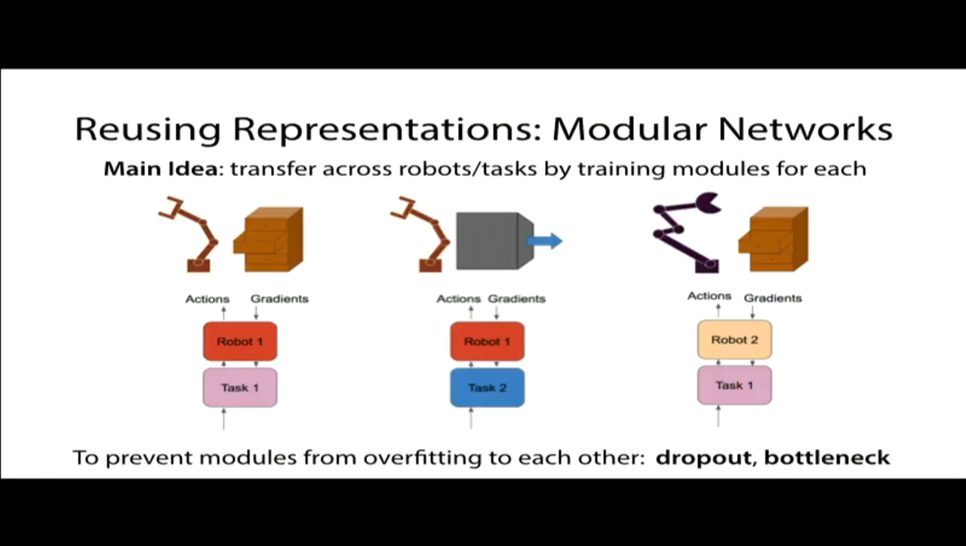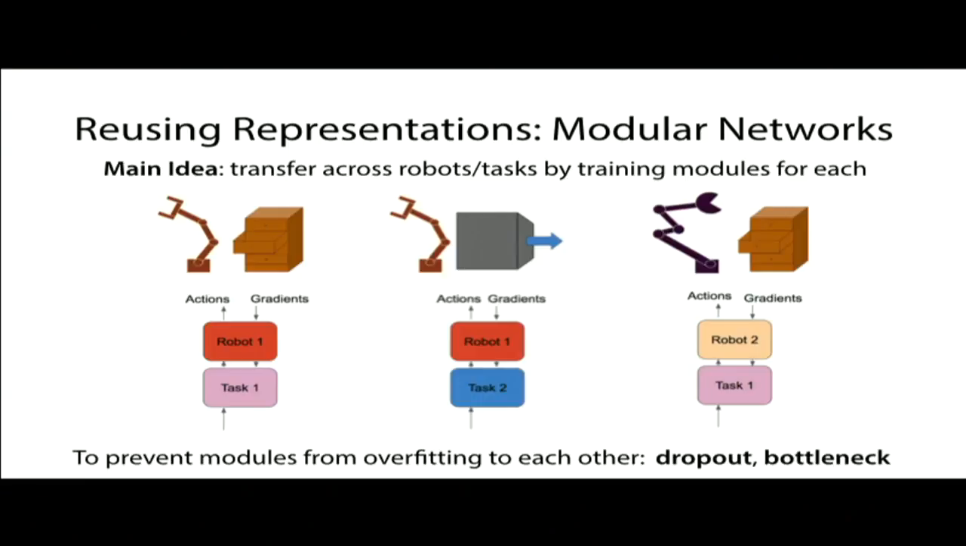The key to getting this to work: if you just train this naively, in a way that you would normally train neural networks, then these modules will tend to overfit to each other and just pass information across. The task module will include information about the robot, and the robot module will include information about the task. But you want them to be more separate. To get this to work, they use dropout and a bottleneck at the connection between these modules. They limit the amount of information that can pass through here so that it is forced to only represent information about the task and information about the robot.